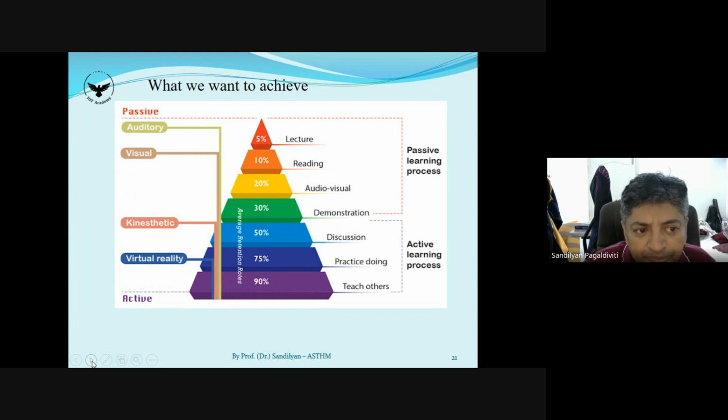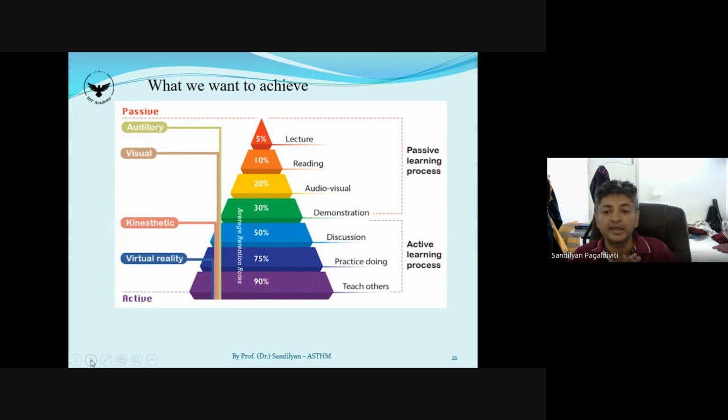Very simply, if you see, the passive learning process is more suitable to the auditory and visual learners. But when we look at kinesthetic and virtual reality, they all are active learners. And if you see the retention, passive learning process, the highest retention is about 30%, whereas it straight away doubles to almost 50% when it's a discussion. When the students practice doing something, they retain 75% of the information. When students lead the sessions and they come and teach, they retain 90%.